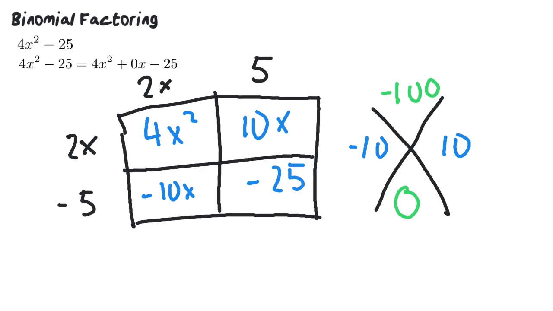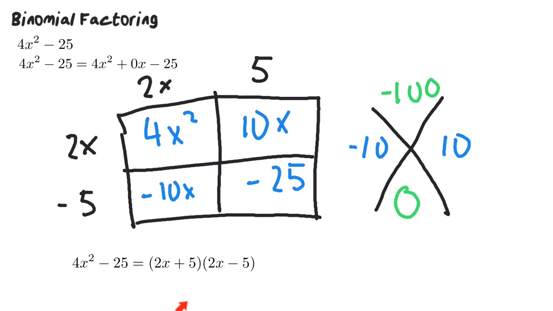Okay, so here are our two factors. I got 2x plus 5 and 2x minus 5. So my factorization is 2x plus 5 and 2x minus 5. Okay, so this is when you have a binomial, this is how you can do it. You can turn it into a trinomial, just put in the missing x term with a 0 coefficient, and then you just carry on the box model as you normally would.